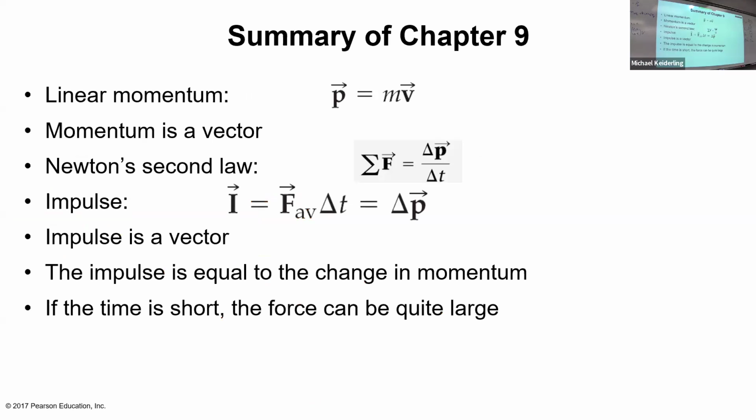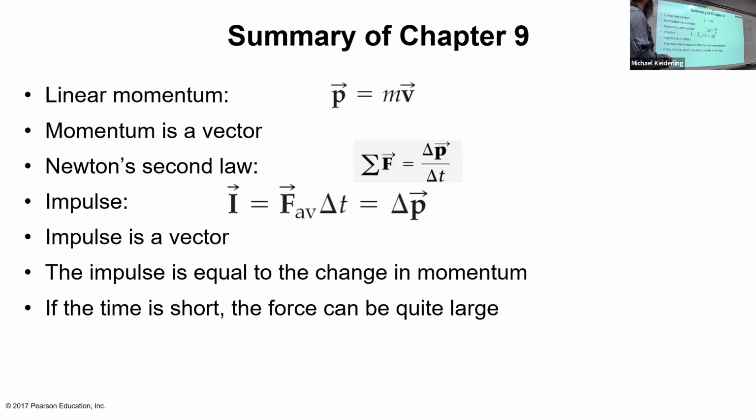So that's the end of chapter 9. Linear momentum is mass times velocity. Momentum is a vector. The second law can be written as the sum of all F, F net, equals delta p over delta t. Impulse is average force times delta t, and that equals change in momentum.